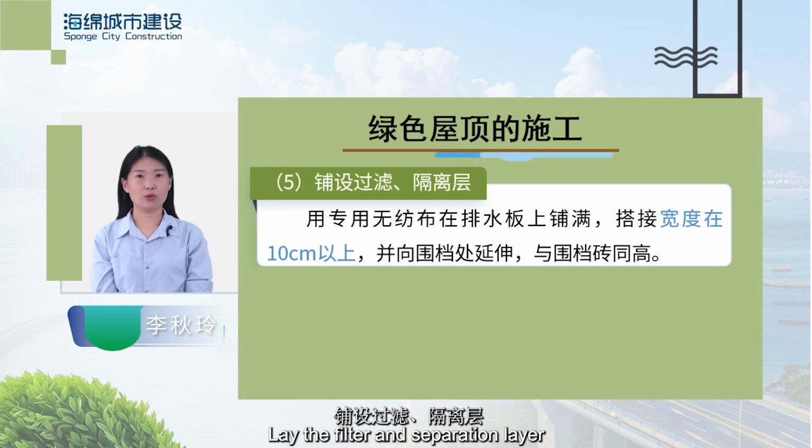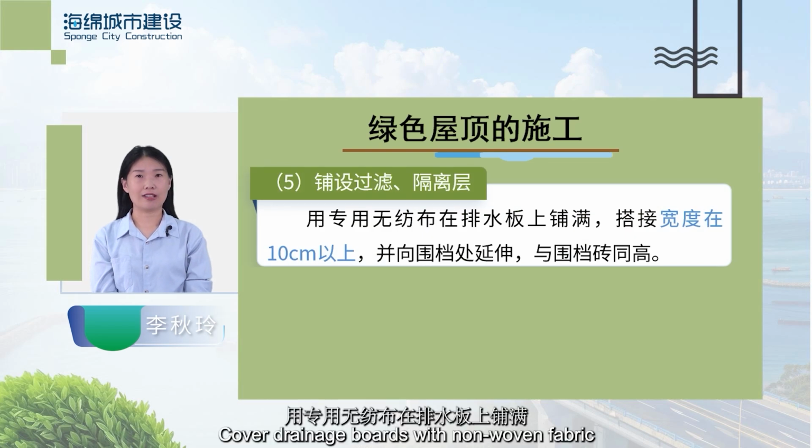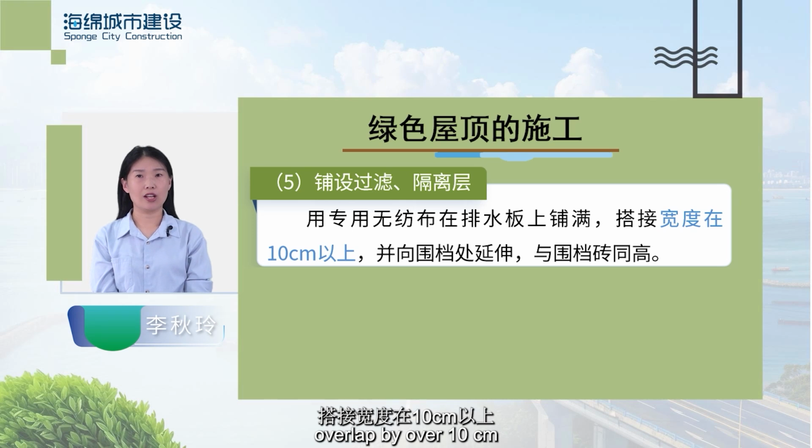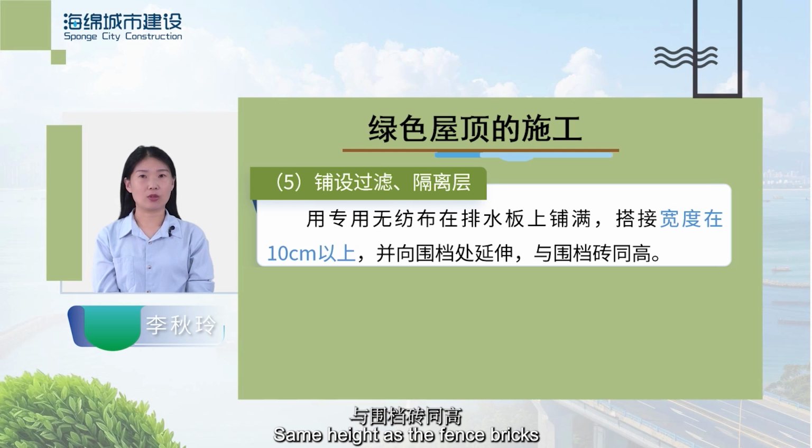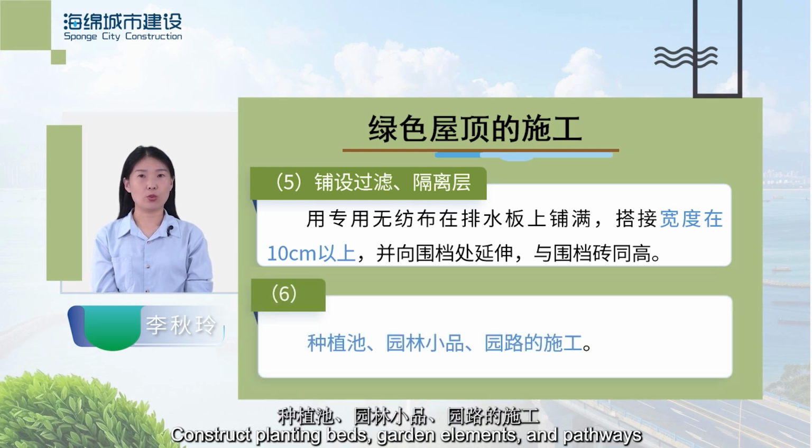Lay the filter and separation layer. Cover drainage bores with non-woven fabric. Overlap by over 10 centimeters, and extend to the retaining walls, the same height as the fence bricks. Construct planting beds, garden elements, and pathways.